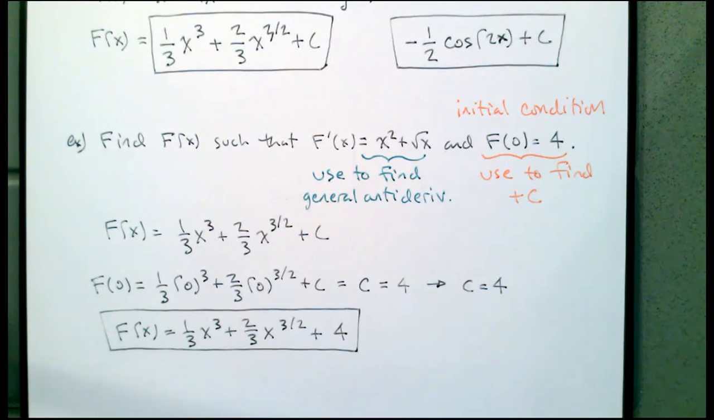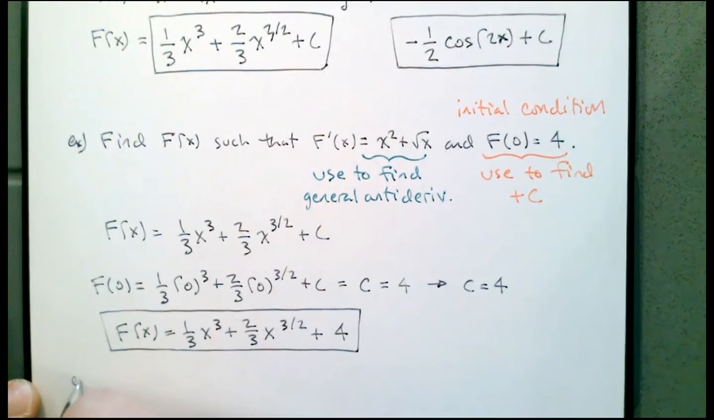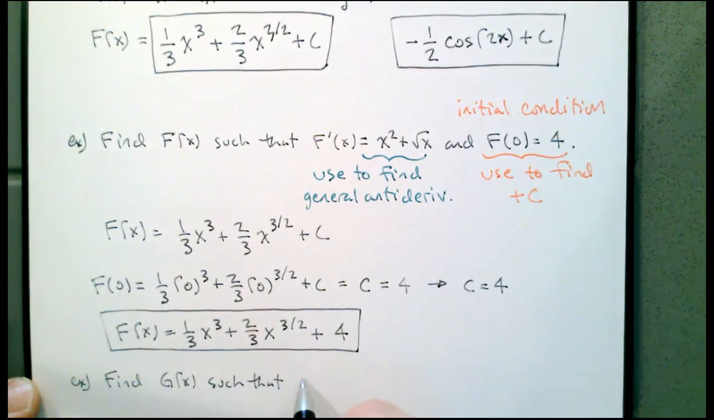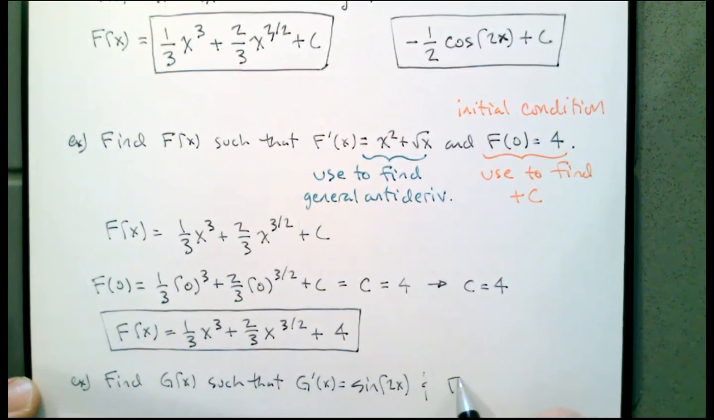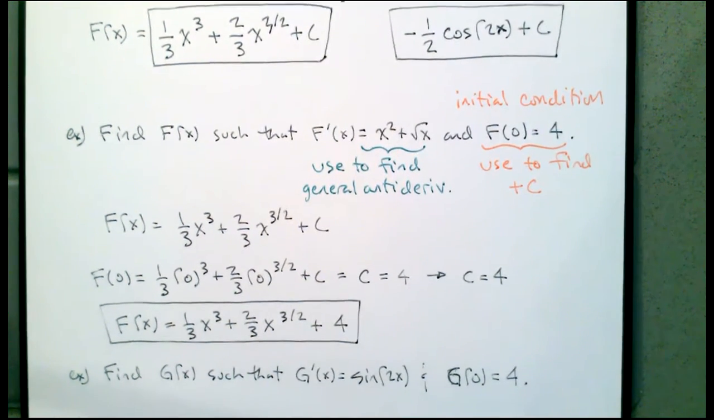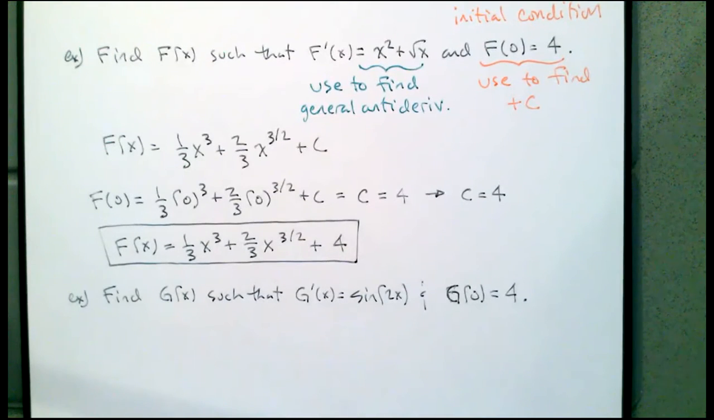So we can do this with our sine function too. Let's suppose that we want to find a capital G of x such that capital G prime of x is equal to sine of 2x, and capital G of 0 is equal to 4. Same structure that we had before. We have the derivative of a function, so we'll find the general antiderivative. We'll plug in our initial condition to find the constant of integration.